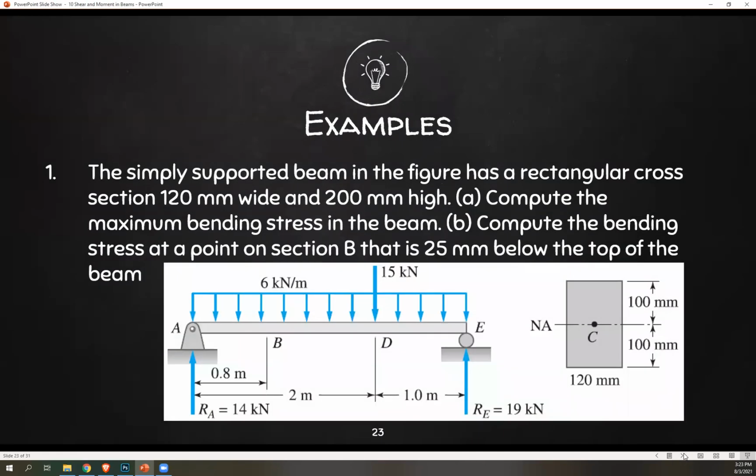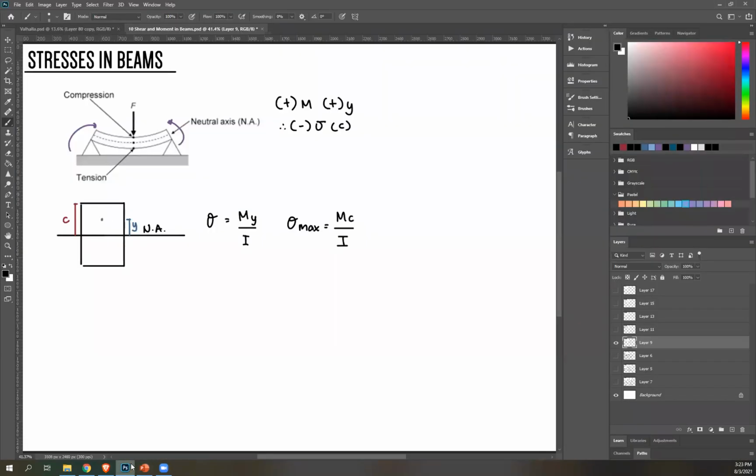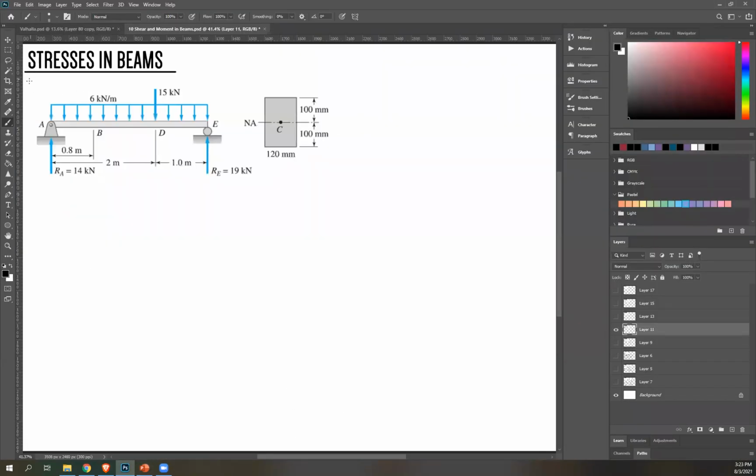Let's start with number 1. The simply supported beam in the figure has a rectangular cross-section 120 by 200 millimeters high. Letter A, compute the maximum bending stress in the beam. So let's focus on that first. Maximum bending stress. And to get maximum bending stress, we'll get the moment diagram or bending moment diagram. Okay, so let's begin.